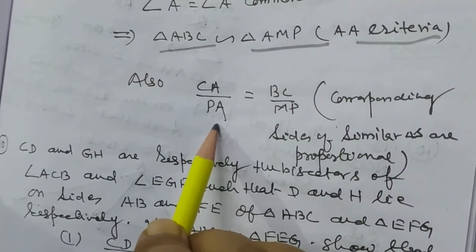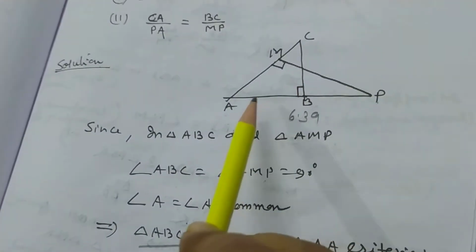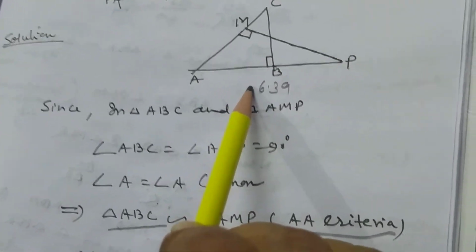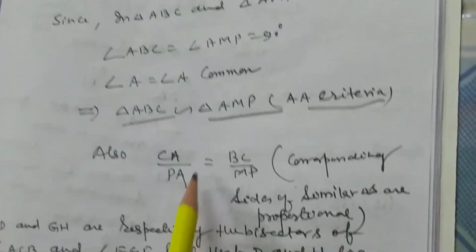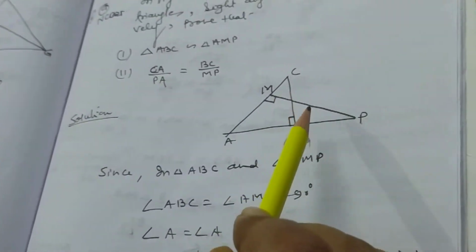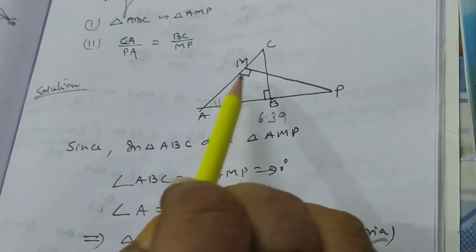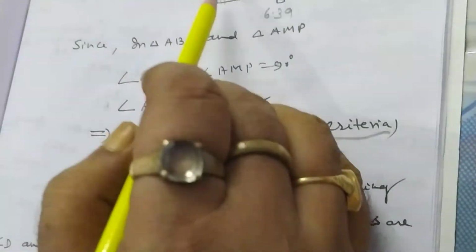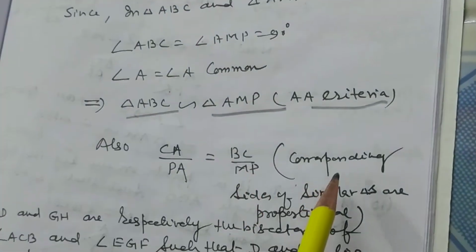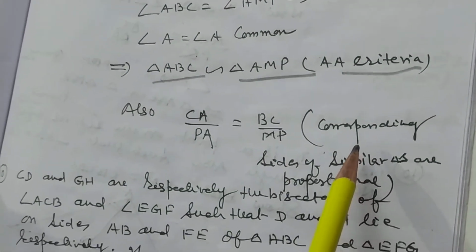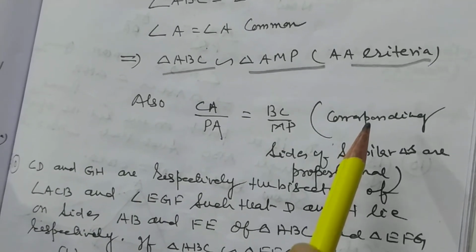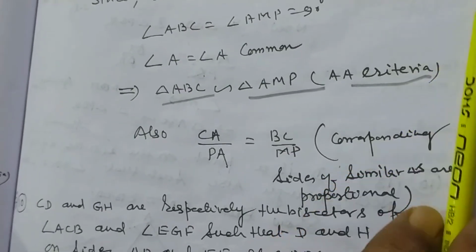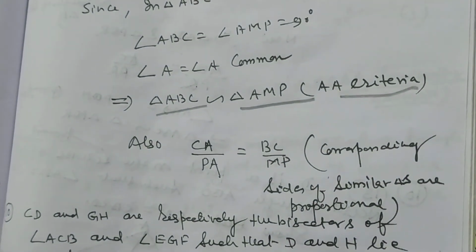So CA by PA: opposite the 90 degrees, here CA, and opposite the 90 degrees there AP, so CA by AP. And opposite angle A is BC, and opposite angle A is MP, so BC by MP. In this way, we can solve problem number 9 and problem number 6 of the study material. In the next video, I will solve the other problems also. Thank you very much.